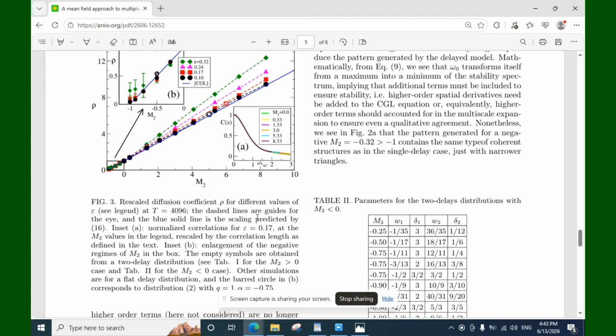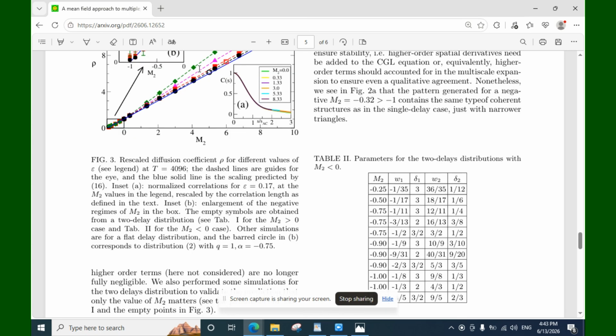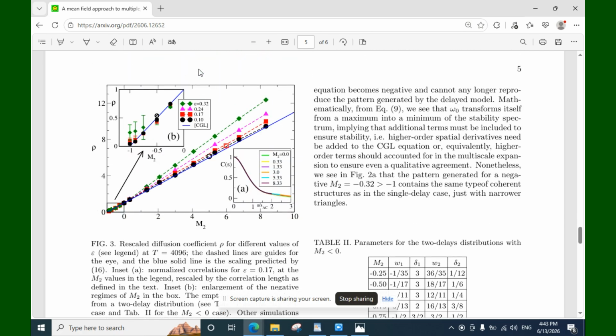In set B, the enlargement of the negative regimes of M2 in the box, the M2 symbols are obtained from a two-delay distribution. See table 1 for the M2 greater than 0 case and table 2 for the M2 less than 0 case. Other simulations are for a flat delay distribution, and a bare circle in B corresponds to distribution 2 with Q equal to 1 and alpha equal to minus 0.75.